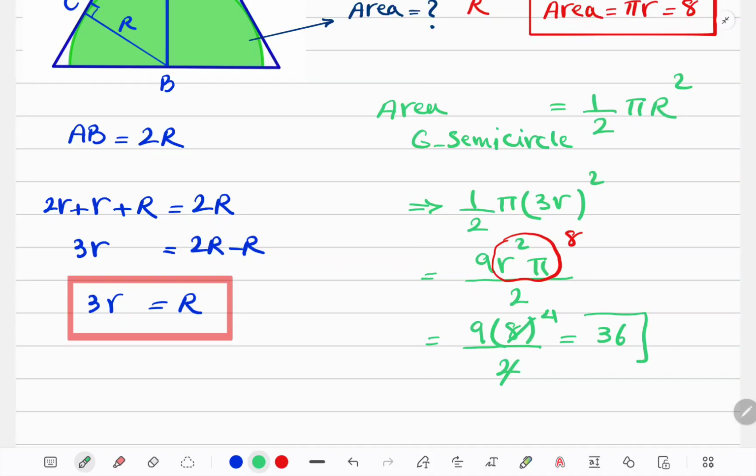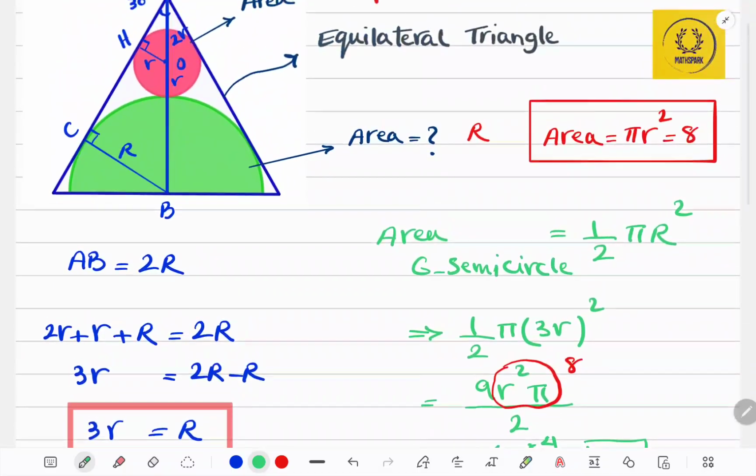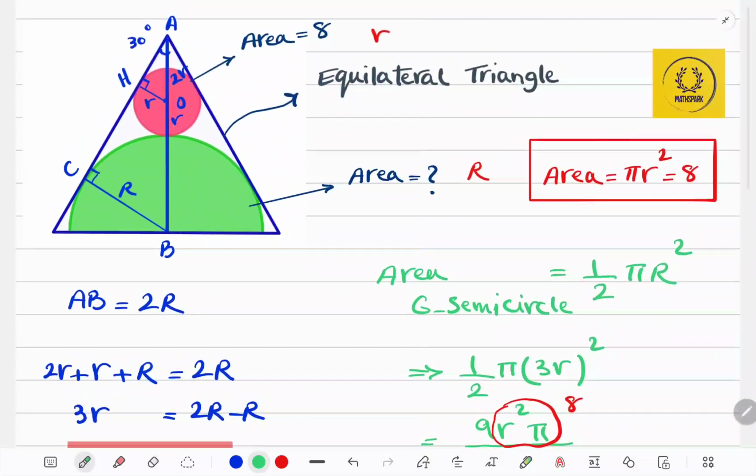So the final answer is 36 units squared for the area of this green semicircle. Our final answer.